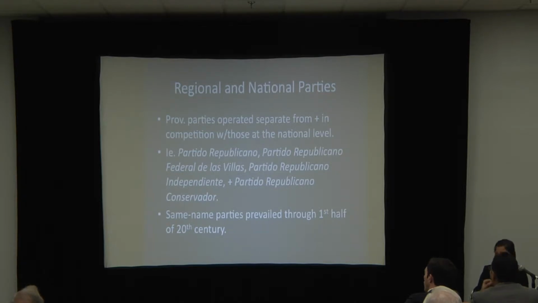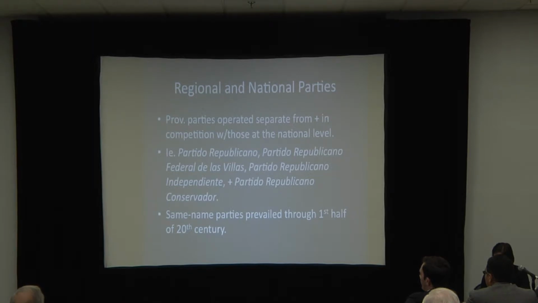Regional and national parties: there were provincial parties that operated separately from and in competition with those at the national level. And I just give some examples here. Partido Republicano was the national one, but then there was Partido Republicano Federal de las Villas in that province, Partido Republicano Independiente, and Partido Republicano Conservador. So you can see how the names are very similar, and how there could be confusion, and they probably had a lot of similarities, but they were independent, different parties, not branches of the same party.